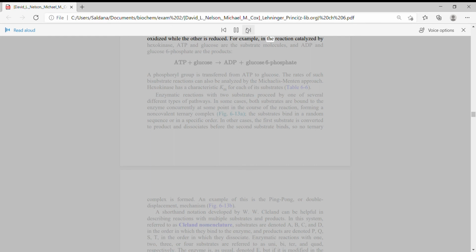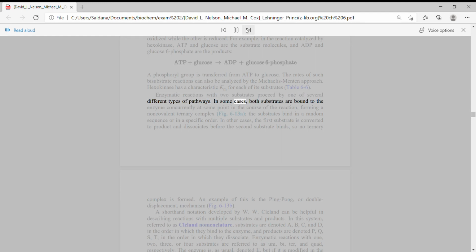For example, in the reaction catalyzed by hexokinase, ATP and glucose are the substrate molecules and ADP and glucose 6-phosphate are the products. A phosphoryl group is transferred from ATP to glucose. The rates of such bisubstrate reactions can also be analyzed by the Michaelis-Menten approach. Hexokinase has a characteristic Km for each of its substrates, Table 6-6. Enzymatic reactions with two substrates proceed by one of several different types of pathways.